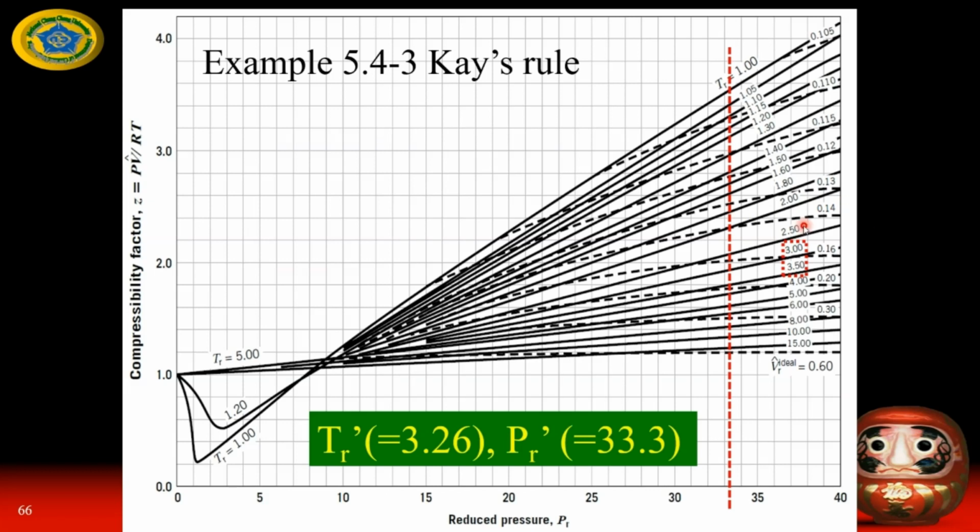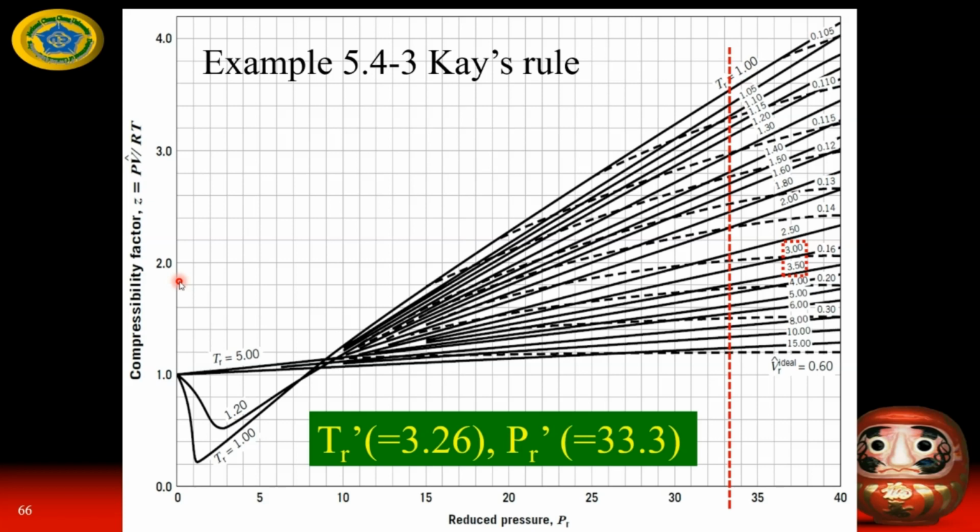Use your ruler. You know it's somewhere here, and then you go to this part. You probably draw a solid line between 3.00 and 3.5, and you get somewhere here. And then what happened? Go to this side, somewhere at this point. This is 1.0, 1.2, 1.4, 1.6, 1.8, so between 1.8 and 2, right?